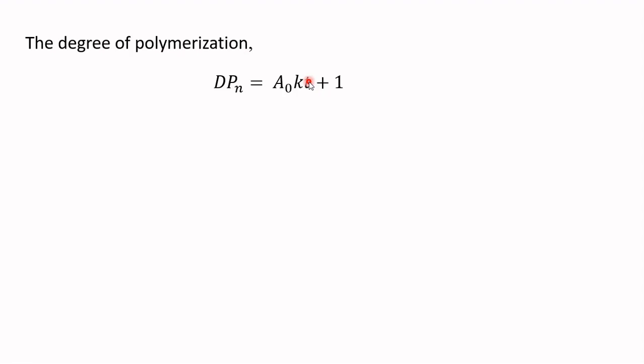So far I have explained step growth polymerization, that is polycondensation reactions, the mechanism of polycondensation, and the kinetics of two different polycondensation reactions, that is self-catalyzed polycondensation and acid-catalyzed polycondensation. Hope you understood them. Thank you.